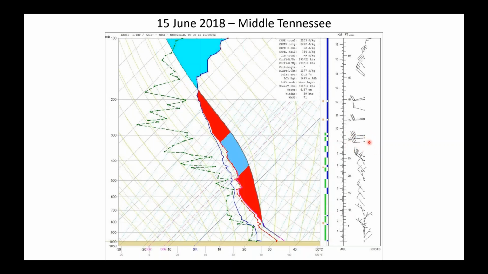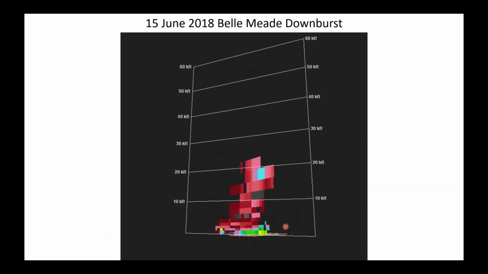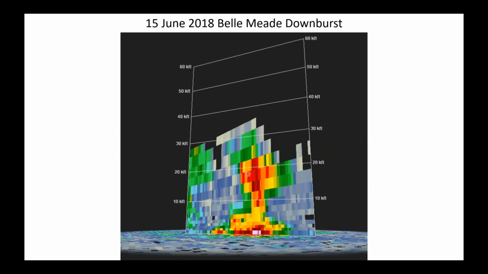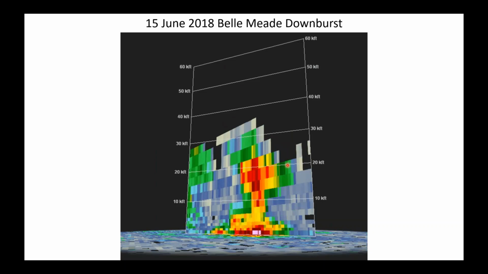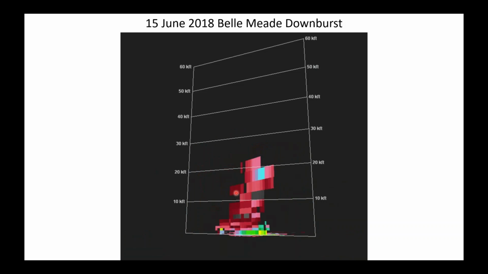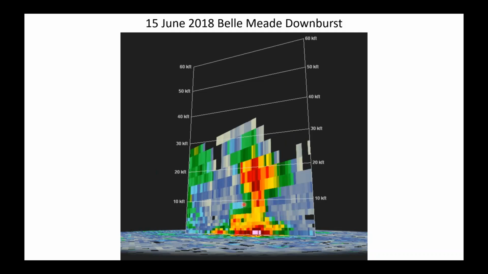I won't get too deep into the environment, other than to say that it really is important to know the thermodynamic and kinematic environment with these cases. Here's one event that occurred within several storms that developed that day, on the southwest side of Nashville. You can see that originally there are some pretty high KDP values that descend pretty quickly.